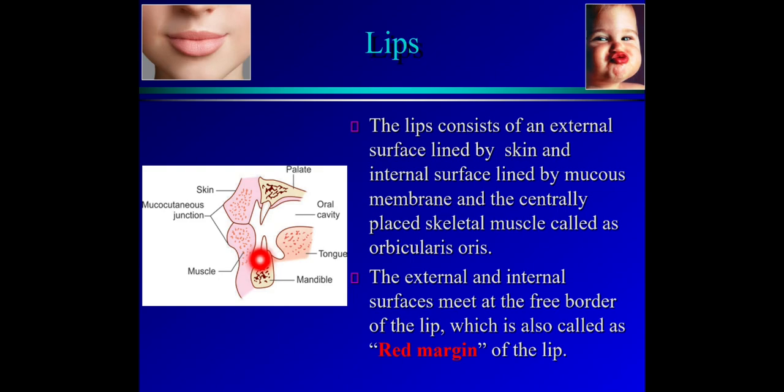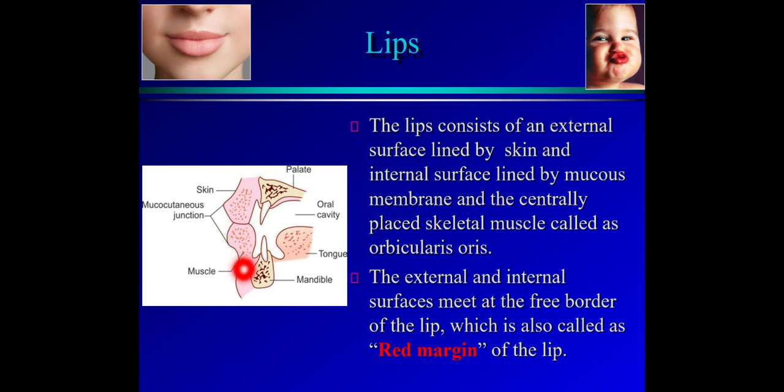so on the inner aspect it is lined by the mucous membrane, and at this side there is the junction of the outer and inner surface. So this is the free edge of the lip. Laypeople think that this free edge is the only lip, but it is not.